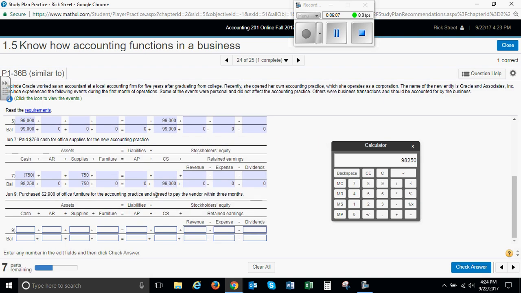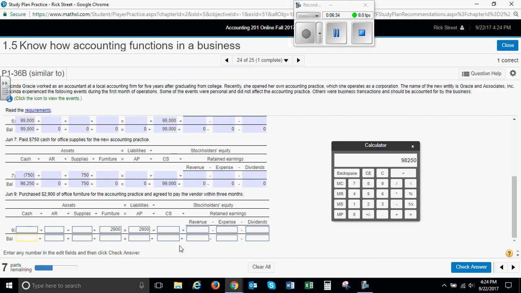Okay, did a good job. All right, purchased $2,900 of office furniture. Yeah, well, we got office supplies. We could have office furniture. But look, there's a little something different here. $2,900 of office furniture for the accounting practice, but we're not going to pay for it right now. So what's involved? Well, we bought some office furniture for $2,900. And we're going to pay for it later. That's an accounts payable. There you go.